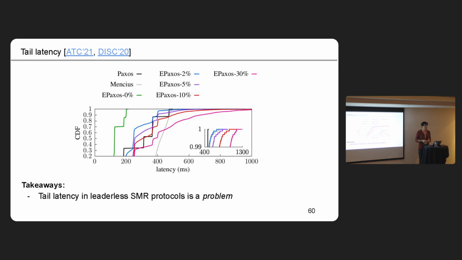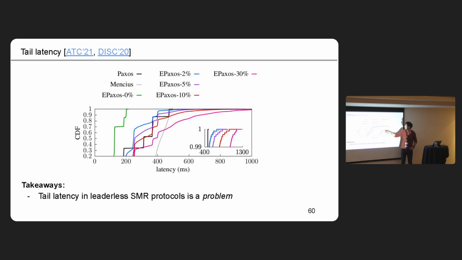And unfortunately, those leaderless protocols have bad performance when you look at the distribution. So here we have a plot in which we consider Egalitarian Paxos with different conflict rates, so different amounts of conflicts. Okay, so with 0%, the protocol is impeccable. It's very efficient. It's the green line. So it's way more efficient than, for instance, Paxos or Mencius. But as soon as we add more conflict, the tail latency degrades.